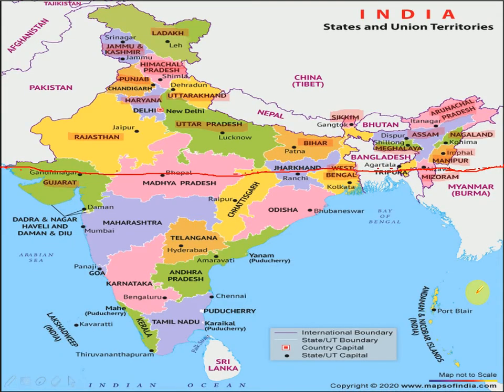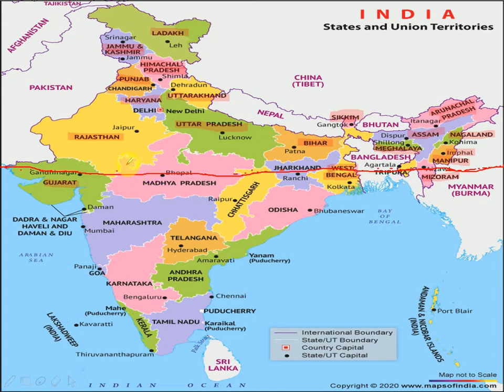Now let us look into the political map of India. When you talk about the political map, there are certain things which are very, very important. The first one is the states and union territories. As of today we have 28 states and 9 union territories, after the bifurcation of Jammu Kashmir into Ladakh and Jammu Kashmir, not as a state but as union territories.